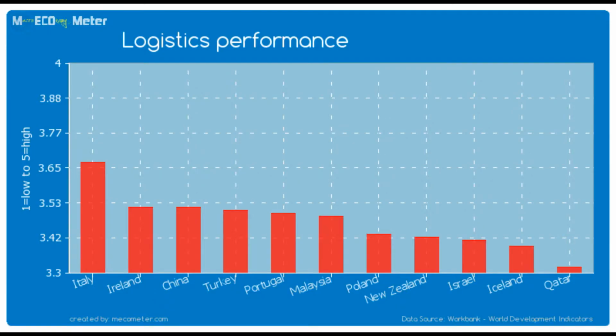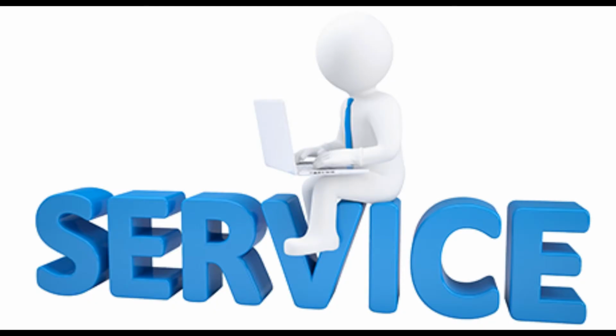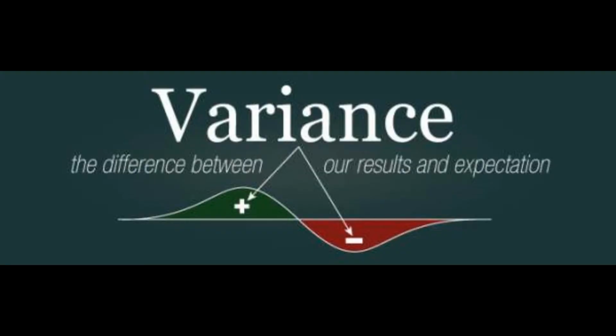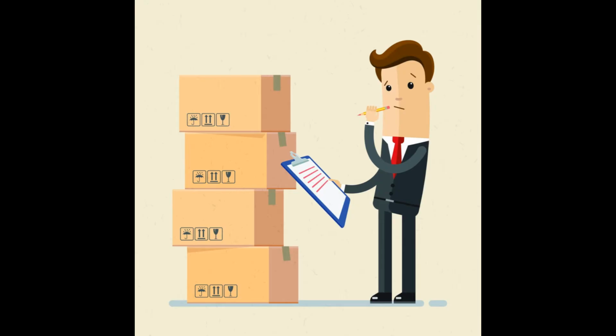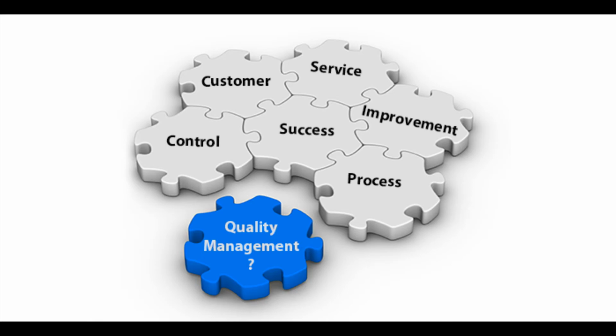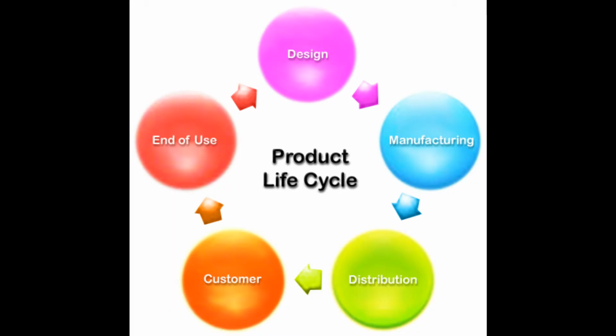And for the logistics performance, we have seven operating objectives. First, the service. Second, fast flow response. Third, reduction of operating variances. Fourth, minimum inventories. Fifth, transportation production. Sixth, quality management. And for the last, the product life cycle support. And I am Machu Gemayo, reporting.